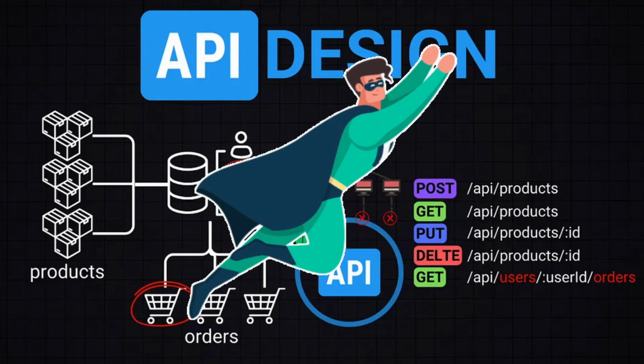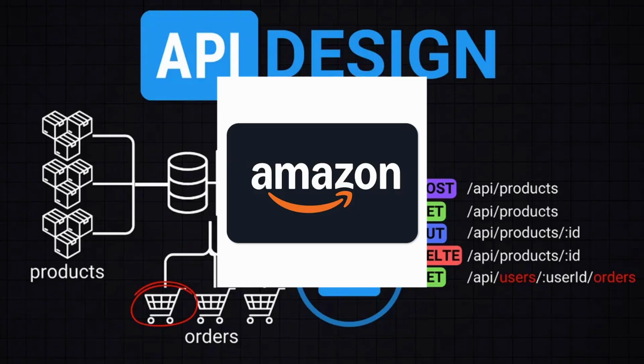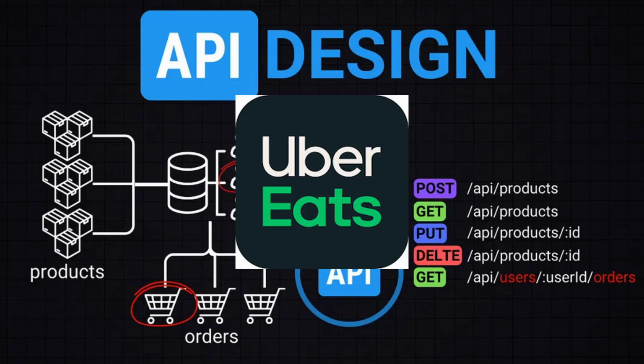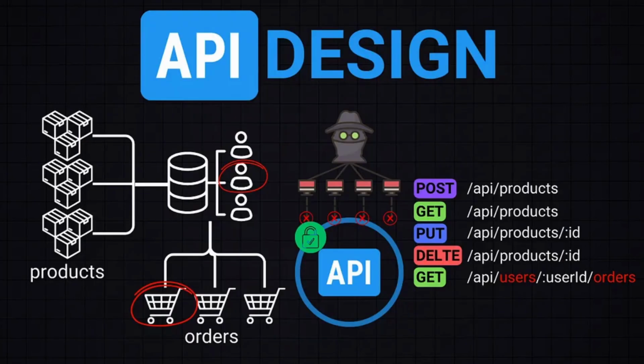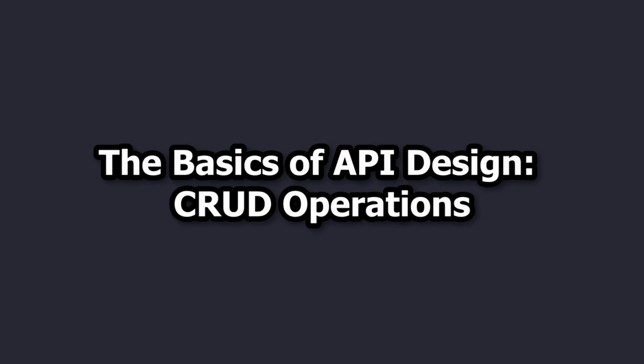APIs are the unsung hero of the digital world. They power e-commerce platforms, social media, and that one app you use to order sushi at 2 a.m. But designing a good API, that's an art and a science. Let's dive into the world of API design and learn how to turn your endpoints from spaghetti code into Michelin star architecture. Let's start simple.